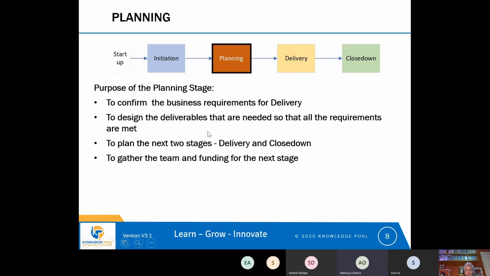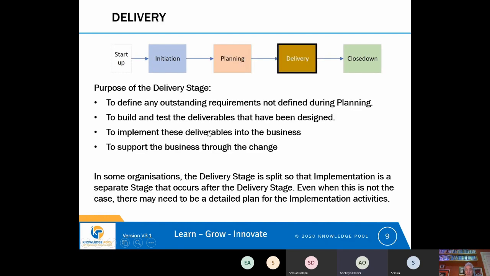Okay, so I think we can move on to the delivery stage. So within the delivery stage, the purpose of delivery is to define any outstanding requirements, to build and test the deliverables that have been designed, and to implement these deliverables in the business, and then to support the business through using those deliverables, because that will be a change for them. When we give these deliverables to the business, they'll have to start using them, they'll have to start doing things in a different way, and they will need some support probably to do that.